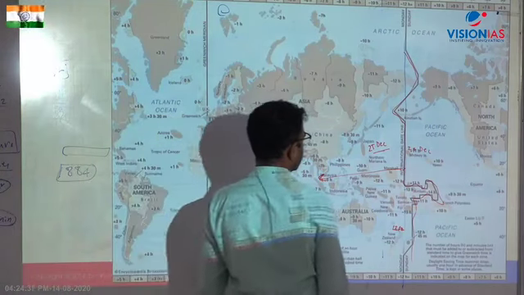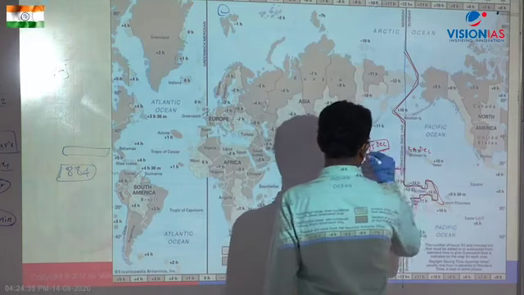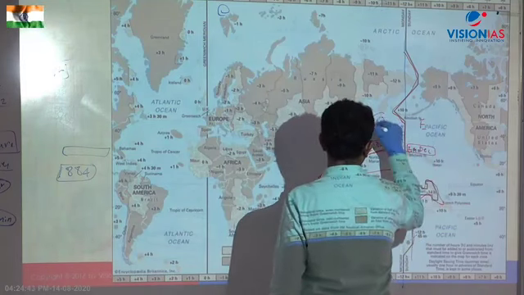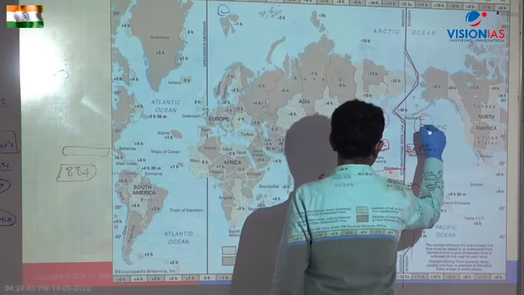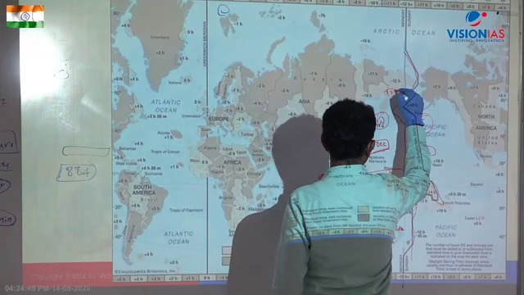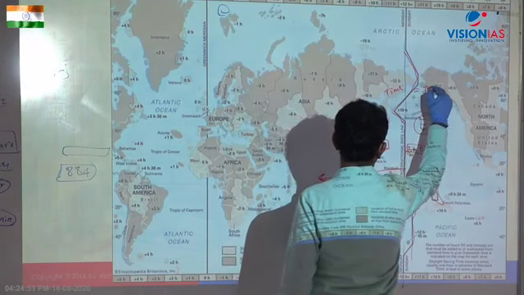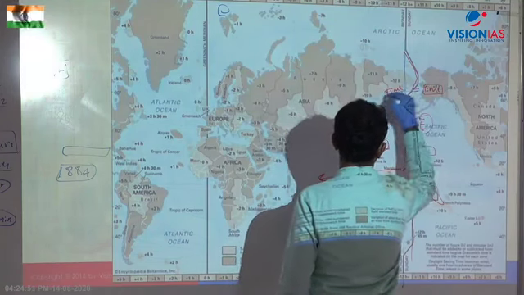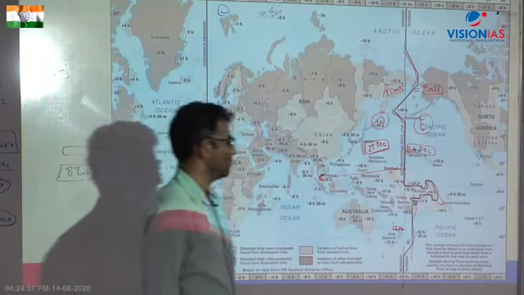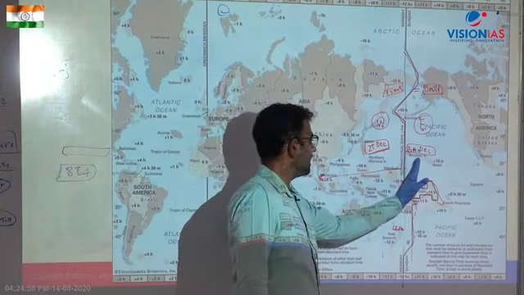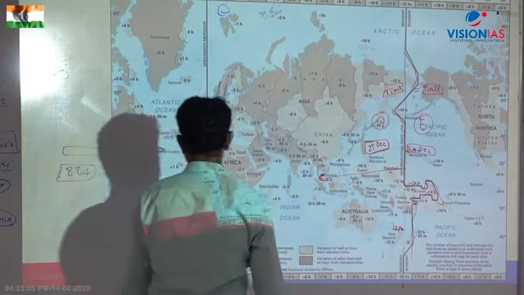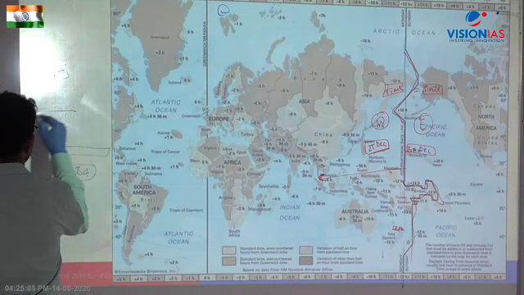In the international date line, if you cross from east to west of the international date line, the date changes but time remains the same. How? Suppose let's assume an island. Okay, there is an island.